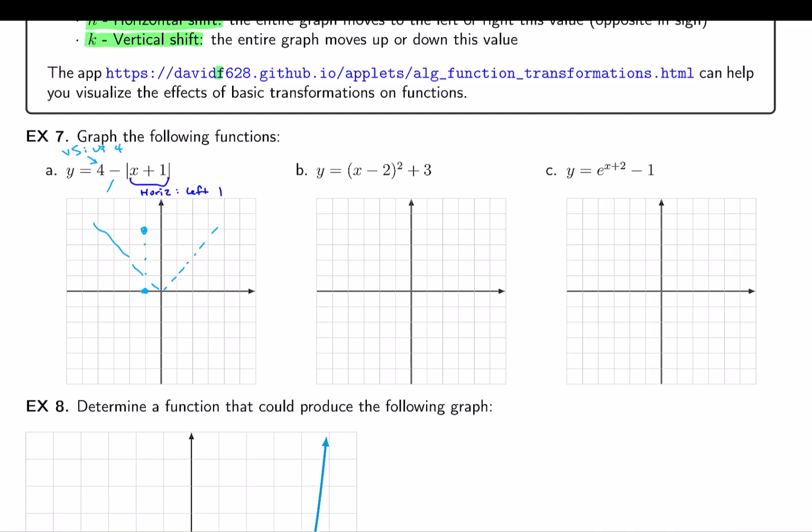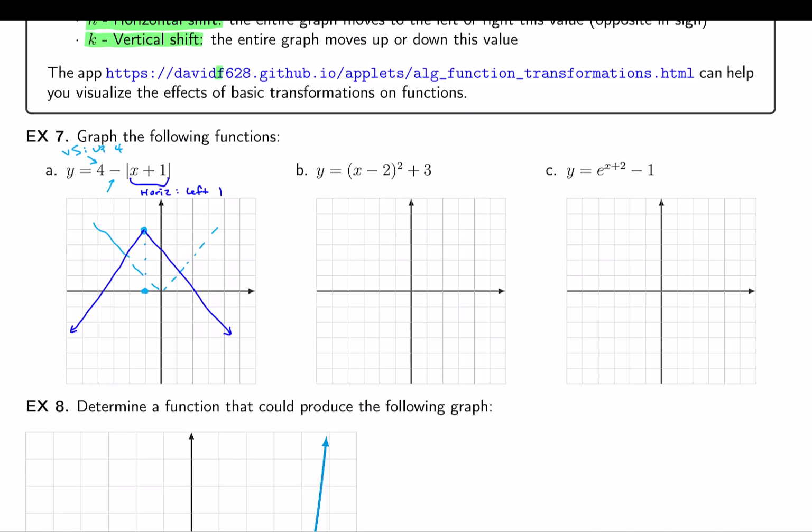And then this negative on the outside of my function flips it. What it does is it points everything downward. So that means my graph looks basically like that. You can grab your calculator to check, but that's pretty much how it works.